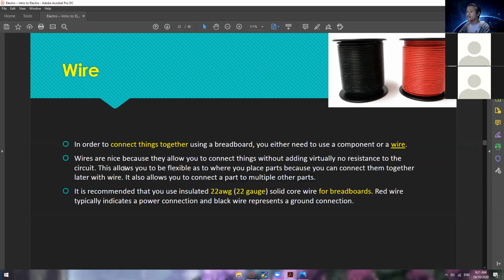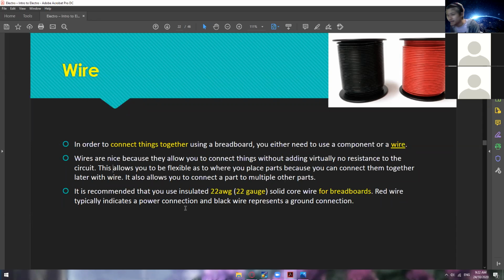Wires are nice because they allow you to connect things while adding virtually no resistance to the circuit. It says here no resistance, but it has very minimal resistance. As current passes through the wire, there is already a small voltage drop in it. This allows you to be flexible as to where you place parts because you can connect them together later with wire. It also allows you to connect a part to multiple other parts.